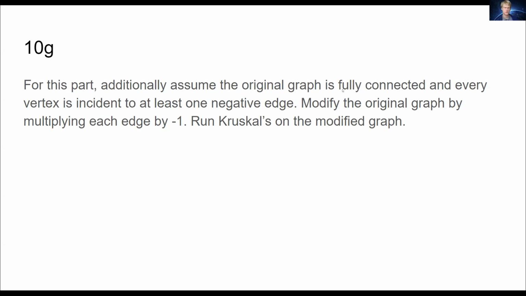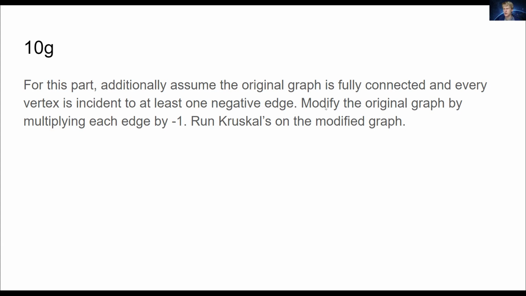We then modify the original graph by multiplying each edge by -1, and then we run Kruskal's. So we can imagine a lot of scenarios in which this is not going to result in a valid MST for the original graph. We kind of saw these in previous parts. If you want to imagine a quick scenario, just take a 3-node graph with edges -1, 0, and 1. We multiply everything by -1. Previously you would have picked these two. Now you're going to pick these two, right? You're going to pick the other edge that you didn't pick before.